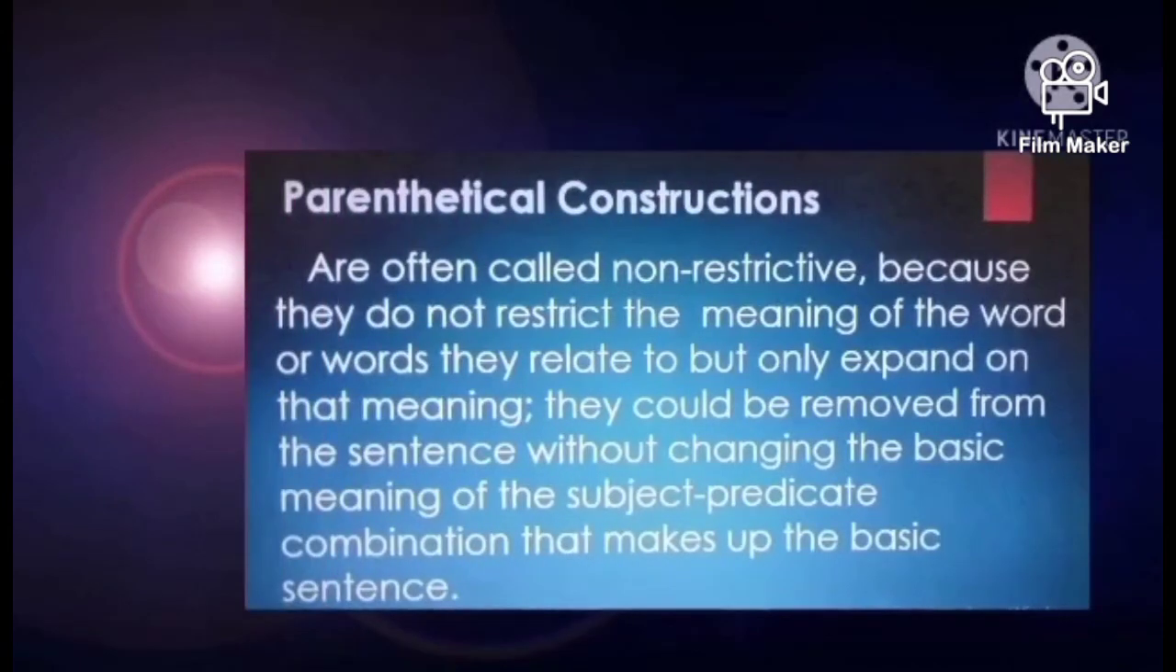Parenthetical constructions are often called non-restrictive because they do not restrict the meaning of the word or words they relate to, but only expand that meaning. They could be removed from the sentence without changing the basic meaning of the subject-predicate combination that makes up the basic sentence.